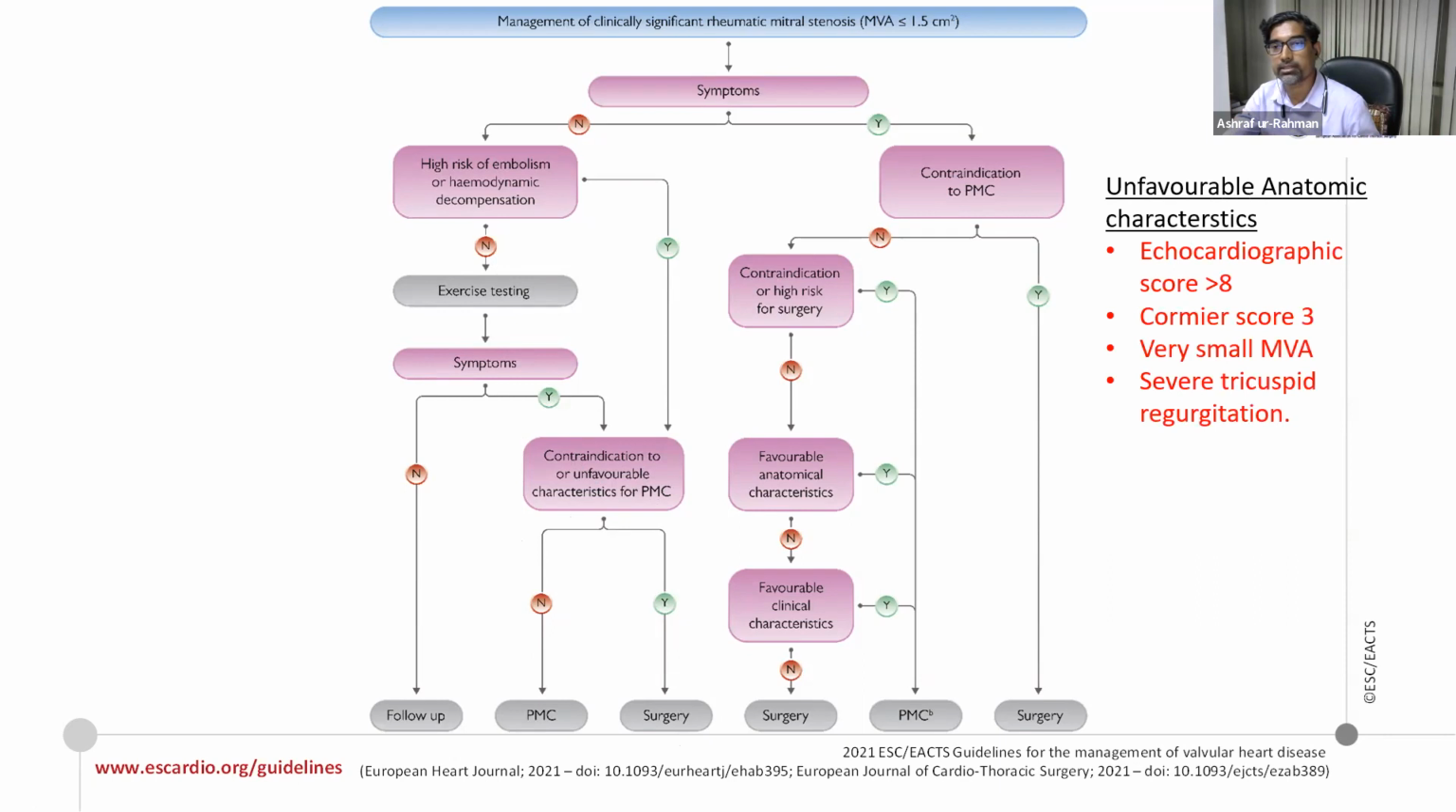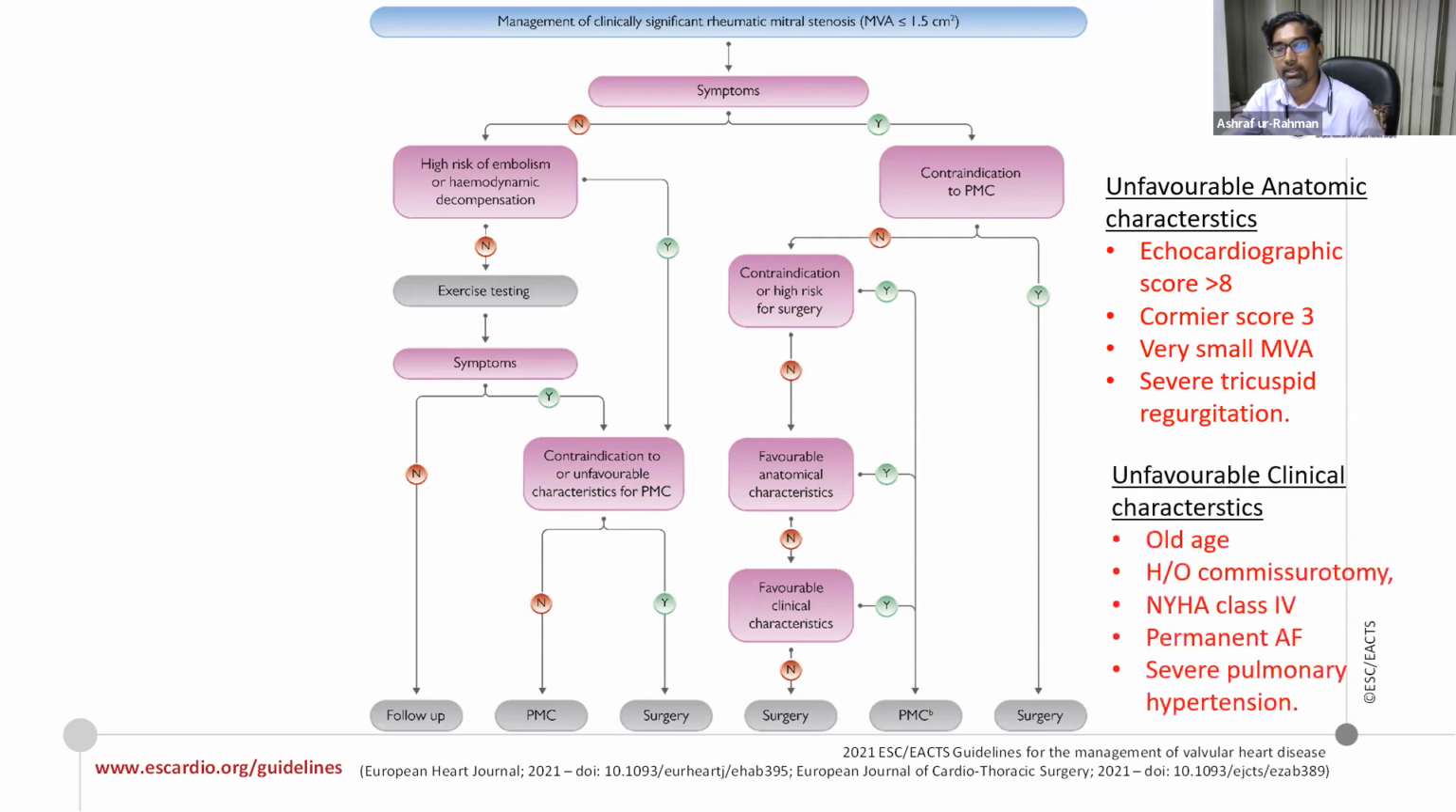And these are the unfavorable characteristics for PMC. The echographic ones are a Wilkins score more than 8, or cornea score 3, very small mitral valve area, and severe TR. And these are the unfavorable clinical characteristics. That means old age, history of previous commissurotomy, NYHA class 4, permanent AF, and severe pulmonary hypertension.